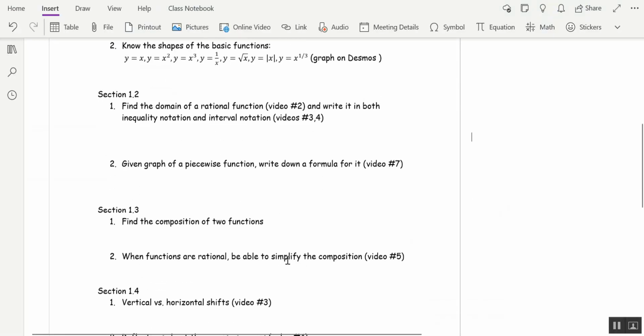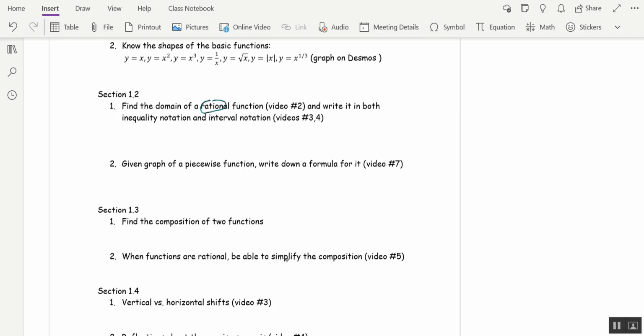Section 1.2, you want to be able to find domains of functions, in particular, the domain of a rational function. Now, what's a rational function? If you don't know what these words are, then it just sounds like I'm talking in Greek, huh? A rational function is a quotient of polynomials.